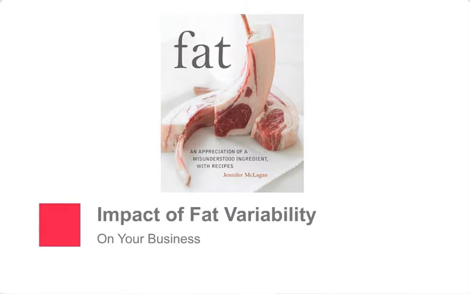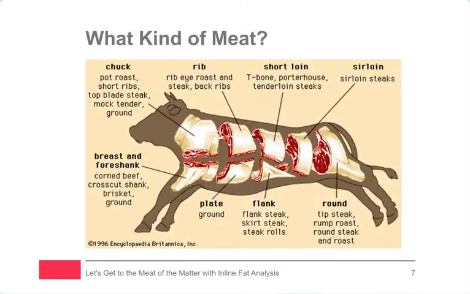What is the impact of fat variability on your business? Well, first of all, we need to start thinking about what kind of meat we are considering putting through an FA system. All of you will be familiar with where your raw materials come from. What we see here is a drawing of a cow and the various retail cuts, or primals, which can be removed, the bulk of which often end up going towards supermarket shelves.